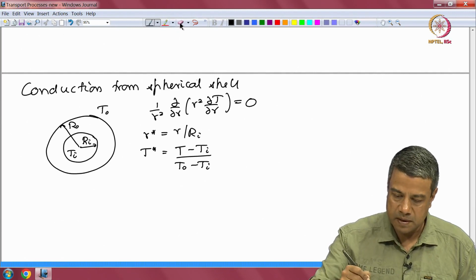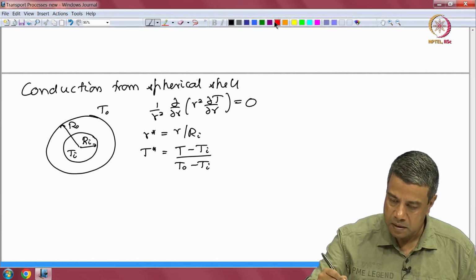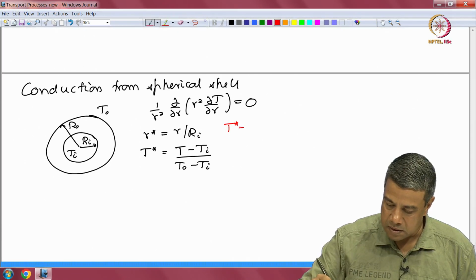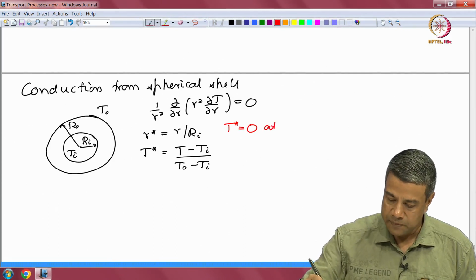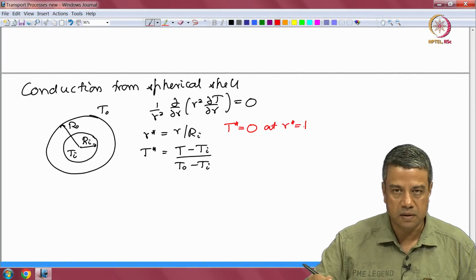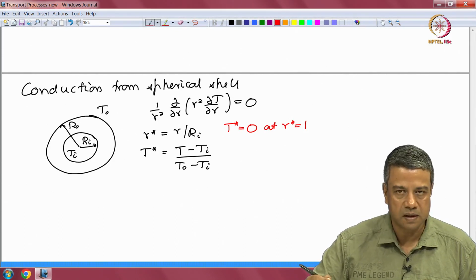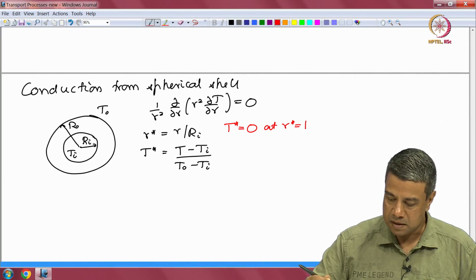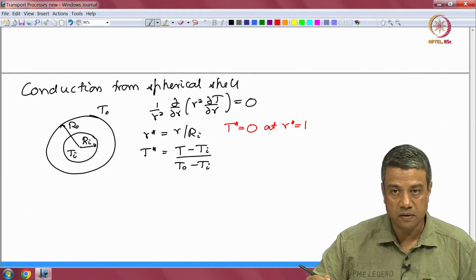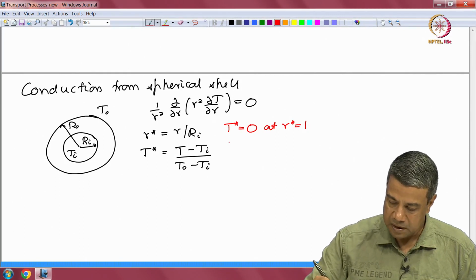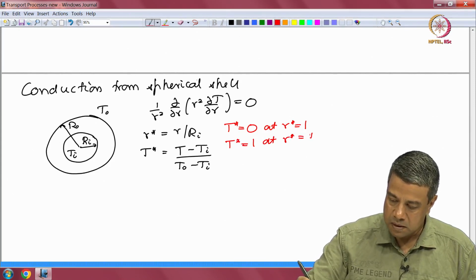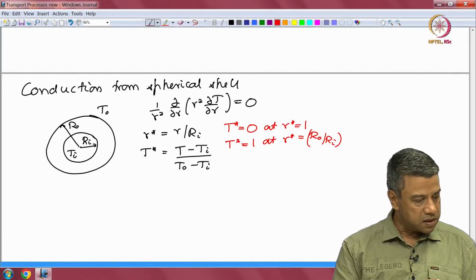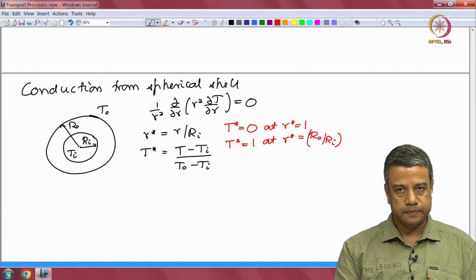With this, the boundary conditions become T star is equal to 0. Temperature is T I, that means T star is equal to 0 at r star is equal to 1, at r is equal to r I on the inner surface. And T star is equal to 1 at r star is equal to r O by r I. Outer radius is r O, r star is equal to r O by r I and T star is equal to 1.